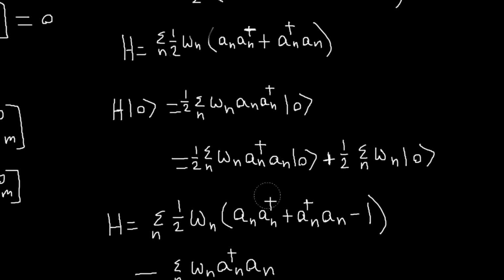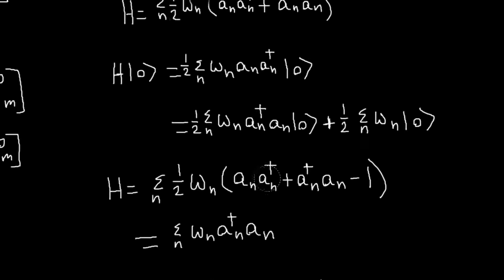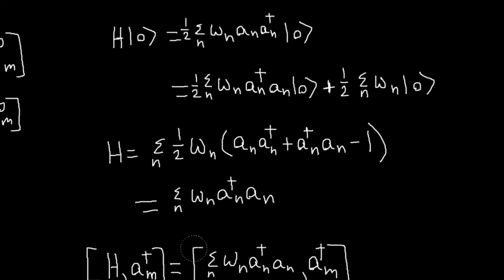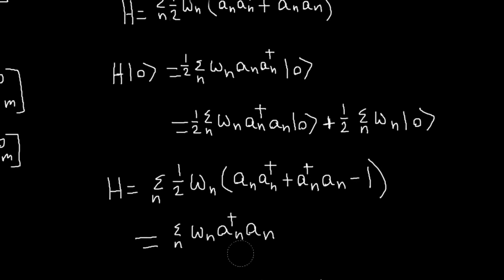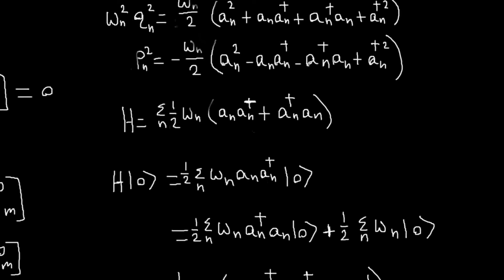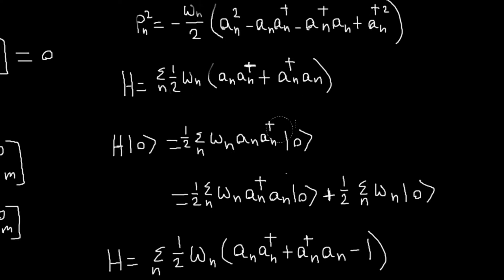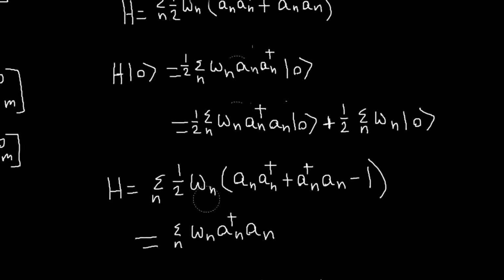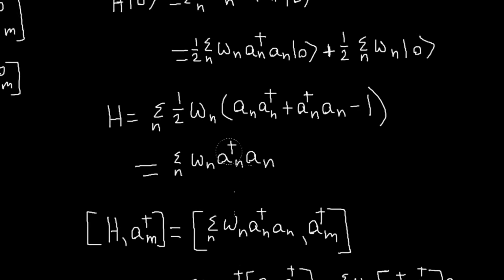And then I can use, again, our commutation relation, a_n a_n dagger minus 1 is equal to a_n dagger a_n. And so I end up with just another factor of a_n dagger a_n, and that will cancel this 1/2. And so I get this expression. And so it's kind of like the normal ordered version of the Hamiltonian. And then finally, we want to compute this commutation relation between the Hamiltonian and the raising operator.